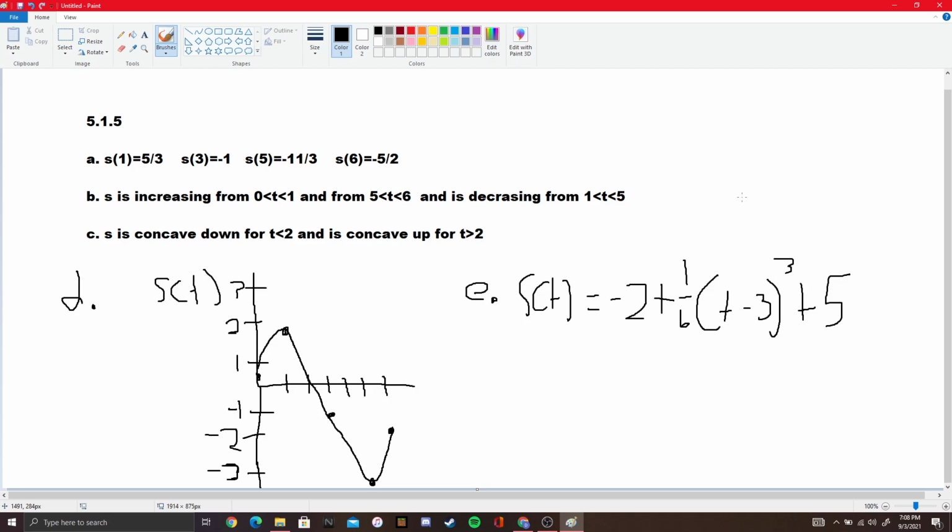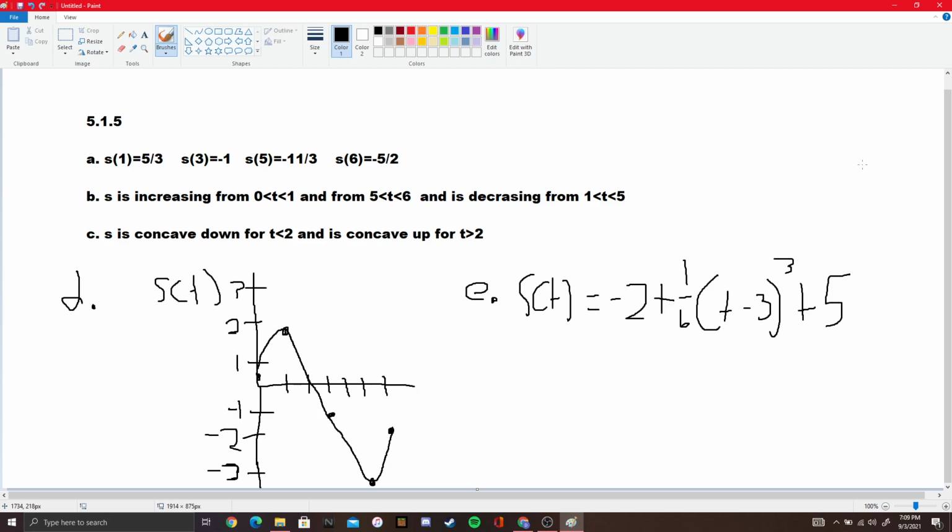We're doing problem 5.1.5 right now, and in problem 5.1.5 we're given some values about a graph v, which is of course the derivative of the graph of s of t. We're given that A1 is equal to about 7/6, and that A2 is equal to about 8/3. And then we're asked to find what S1, S3, S5, and S6 are.